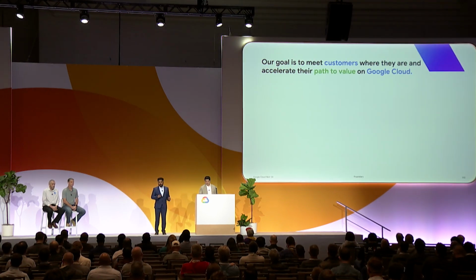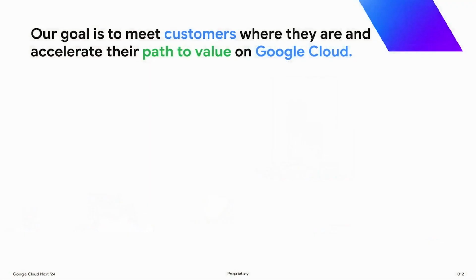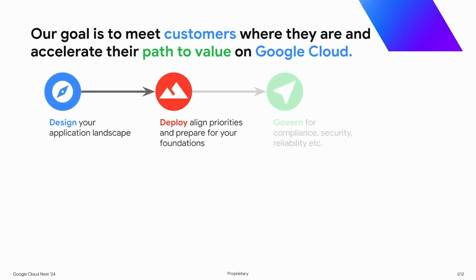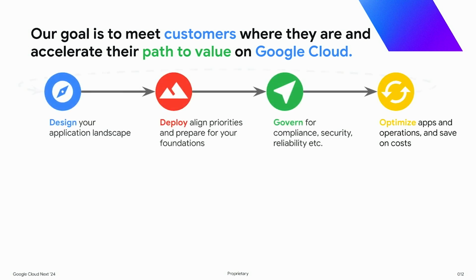At Google Cloud, our goal is to meet customers where they are in their journey and accelerate their path to value. To expand on what David mentioned, we understand that each workload has its own unique requirements. The more complex the workload, the more steps are involved to optimize and make sure you're maximizing the value. To simplify, breaking down your workload and these activities into design, deploy, govern, and optimize categories helps you gauge how you want to manage your compute workloads.